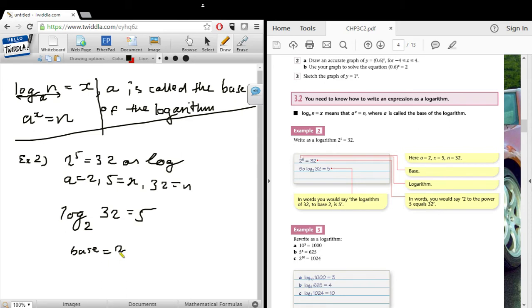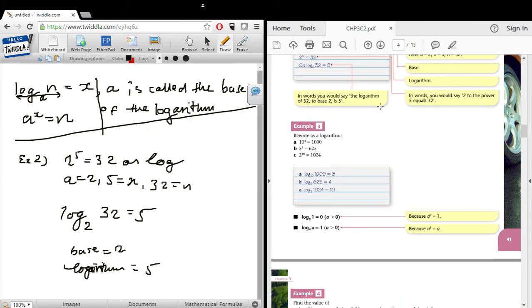And the 5 is the logarithm, okay? So the logarithm is going to be 5. So it tells you here, in other words, you would say the logarithm of 32 to base 2 is 5. So the logarithm of 32 to base 2 equals 5. Once again, that's the logarithm of 32 to base 2 equals 5.